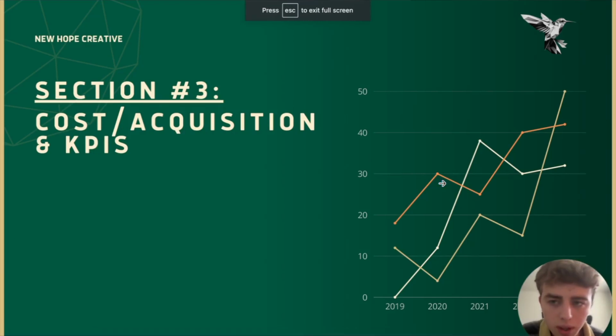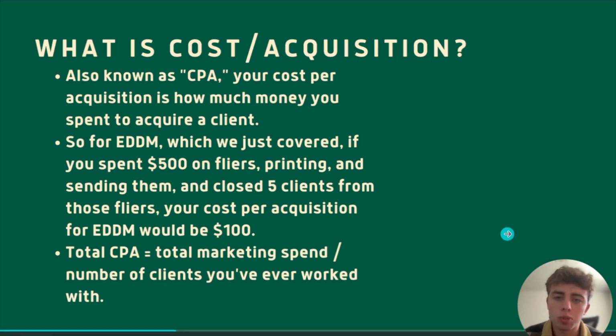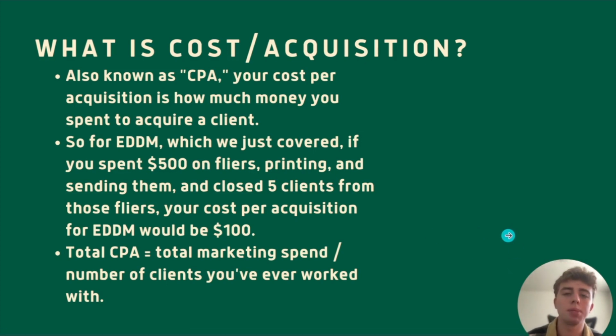All right, so in section 3 of this course, we're going to be covering cost per acquisition and some key performance indicators for your business, otherwise known as KPIs. So, what is cost per acquisition? This is also known as CPA. This is how much money you spend to acquire a client. This is most relevant in your marketing.